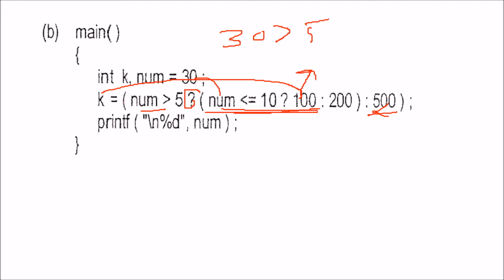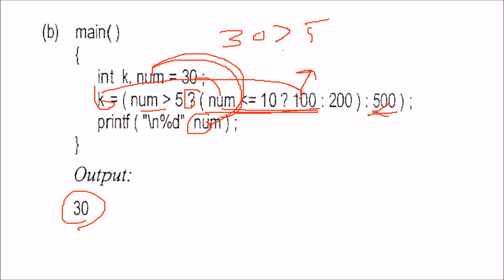100 will be assigned to k, right? If you print k, it will be 100. But here the printing is done for num, so there is no question of k. Num is 30, so 30 will be printed.